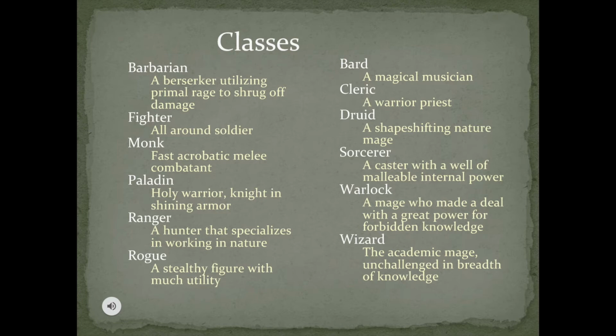The rogue. It's a stealthy figure with much utility, able to sneak around, get damage on precision strikes, and has a lot of utility and skills. The bard. Magical musician. Very good at a variety of things, knows many skills like the rogue does, and has quite a few abilities to help bolster the team.